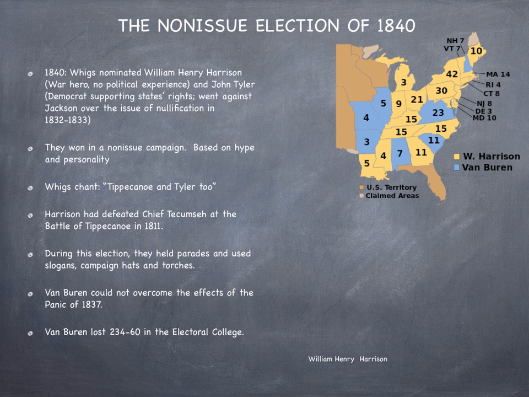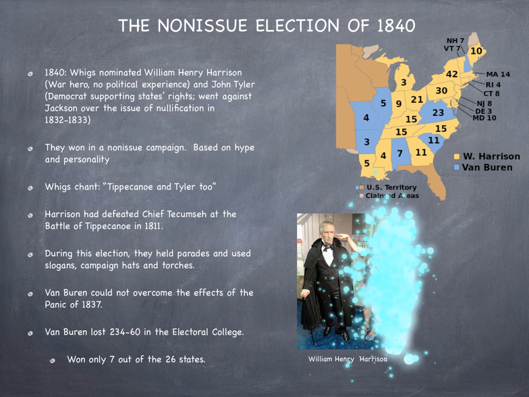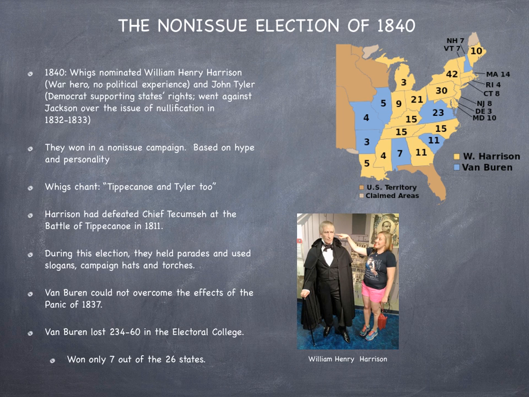He actually suffered a horrible loss here, with 234 electoral votes going to Harrison and Tyler and only 60 going to Van Buren. Van Buren only won 7 of the 26 states currently in existence at the time. And there I am with William Henry Harrison.